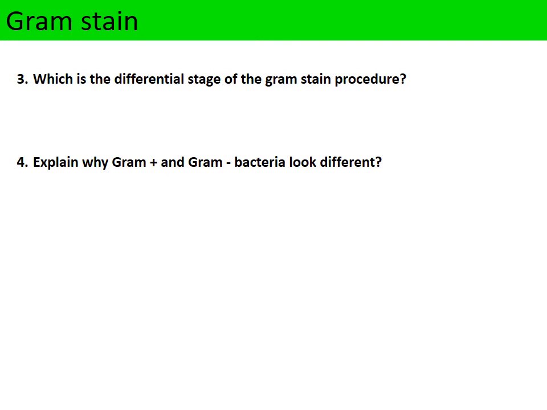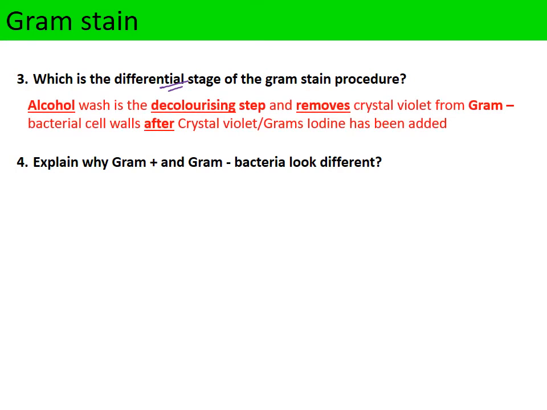Another common question is, what's the differential stage of the gram stain procedure? Well, we now know that this is the alcohol wash. Now we can call this a decolorizing step, and we know the purpose is to remove crystal violet, loosely bound crystal violet that has been non-covalently bonded, especially in gram-negative bacteria.